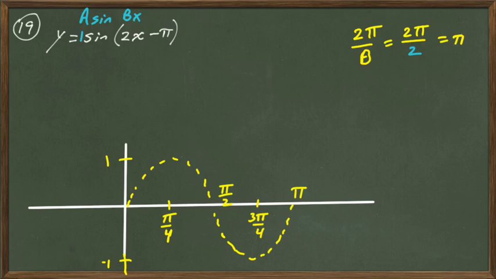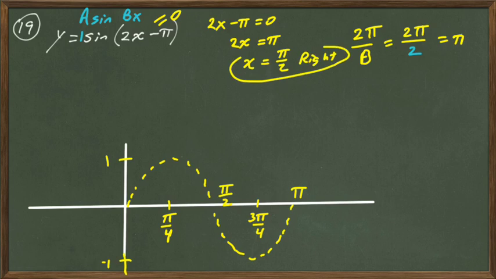Now what value makes the part inside equal 0? 2x minus pi equals 0. Add the pi and divide by 2. Because it's positive, that means everything's moving pi over 2 to the right. Again, because I'm moving it to the right, I might extend my graph to the left. So if that's pi over 4, that would be negative pi over 4. If this is pi over 2, this would be negative pi over 2.